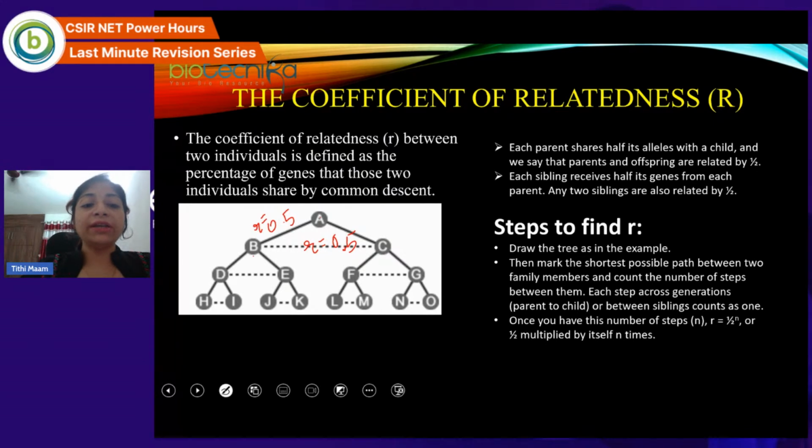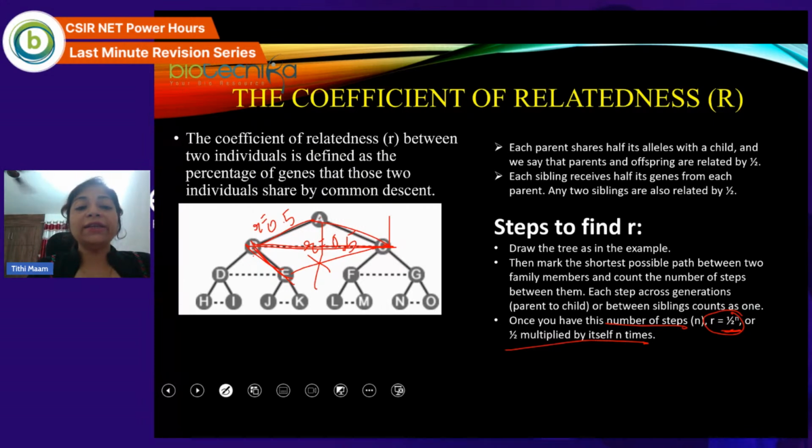R can be determined in this way: the number of steps that you take moving from one person to the other. So 1 by 2 raised to the power n, where n is the number of steps that you take. Steps can only be either through the solid lines or through the dashed lines, not anywhere else. You cannot go from here to here, that is wrong. You can either go from this to this and this to this, or you can take the long way. But to find R, you have to take the shortest path possible.